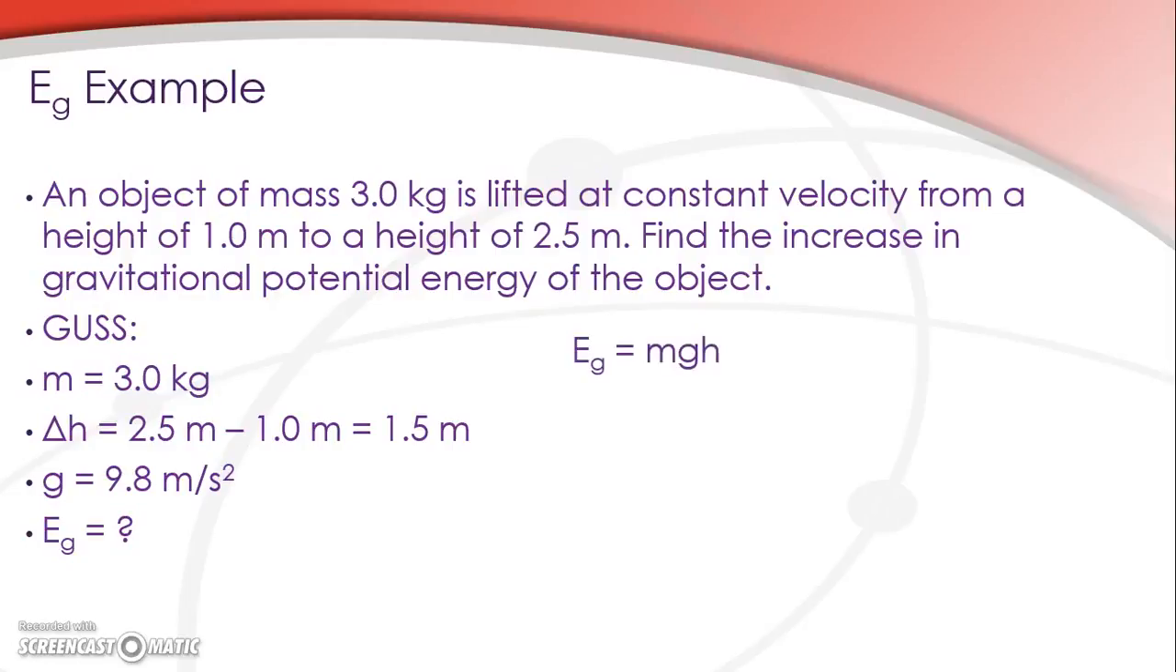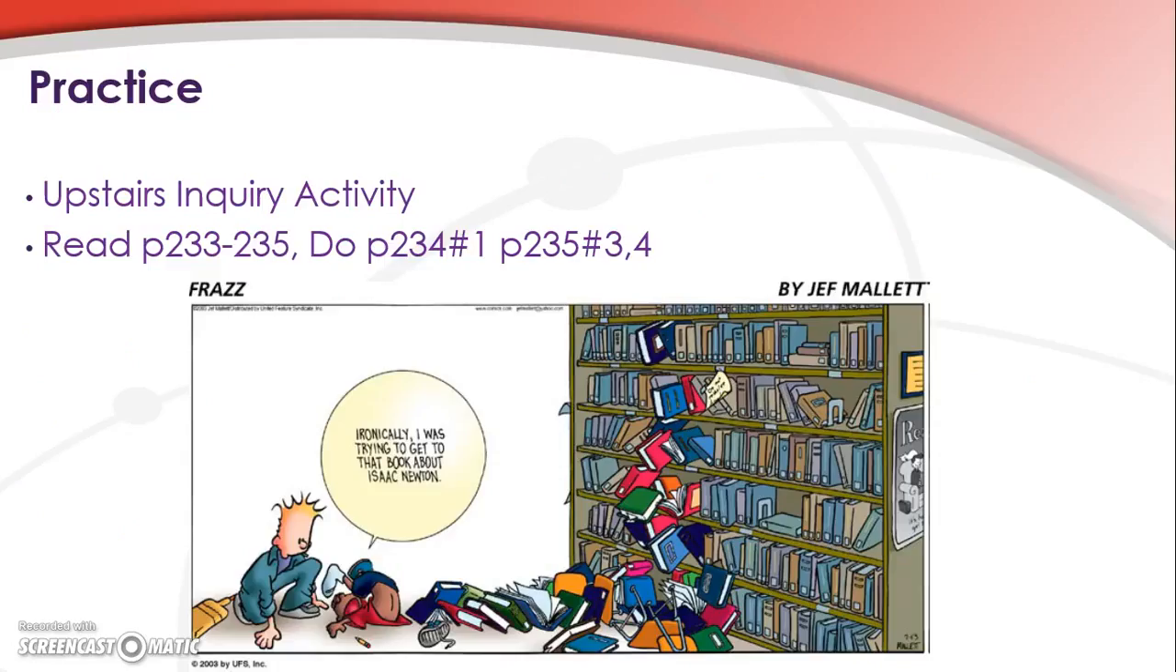So, Eg equals mgh equals 3 kilograms times g times 1.5 meters, or 44 joules. Pretty simple calculation. Now, having that in hand, we're now in a good position to go and do the inquiry activity.